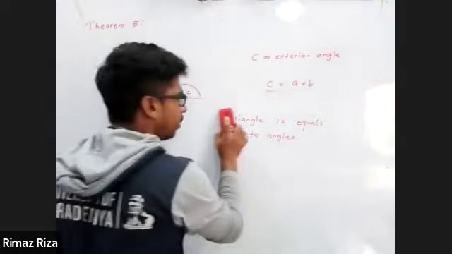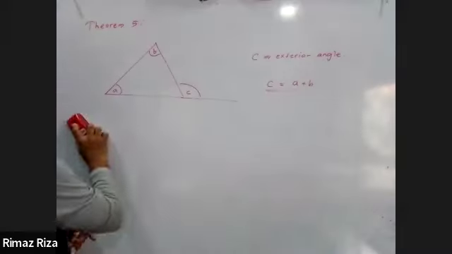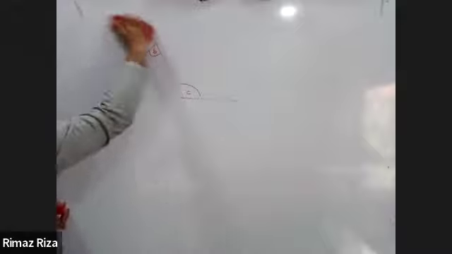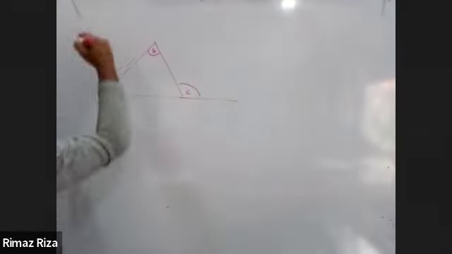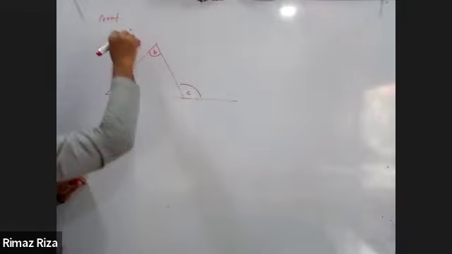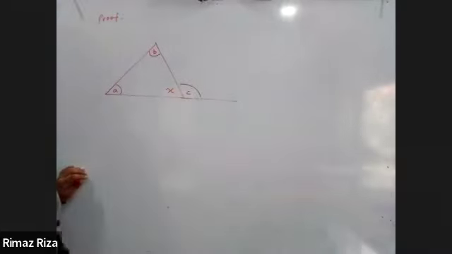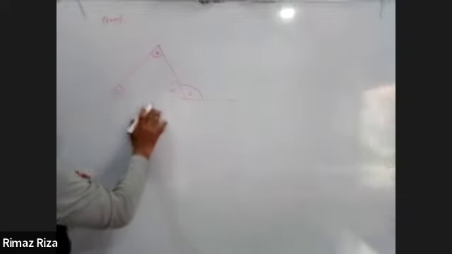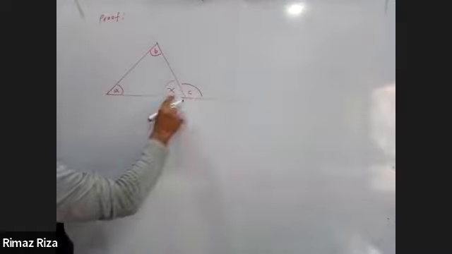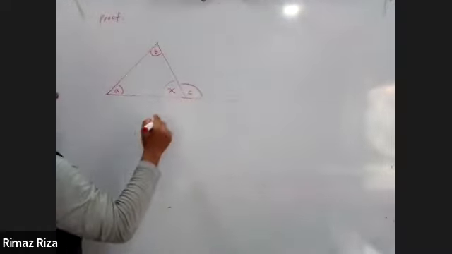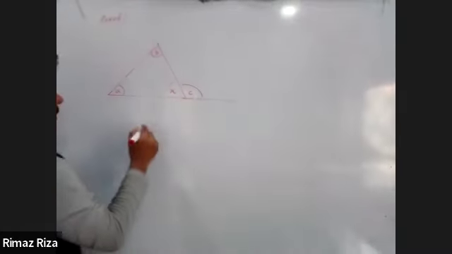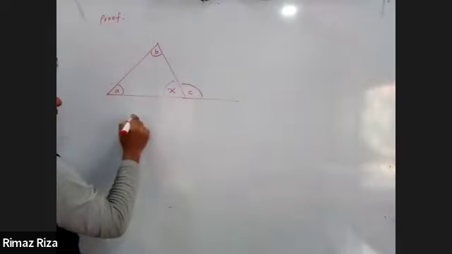So the exterior angle of a triangle is equal to the sum of interior opposite angles. Okay. Then let's write the proof. So for the proof, I'll take this angle as X. So then I can write X in terms of A and B and also in terms of C. Now this is a straight line.